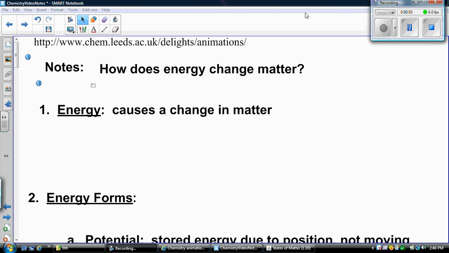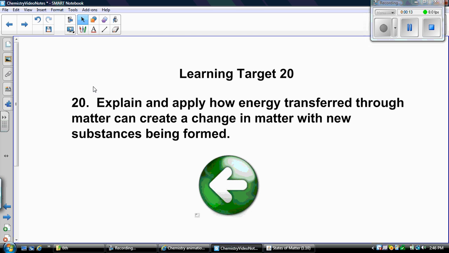Okay, the last thing that we're going to talk about in our chemistry unit is how energy can change matter. So we're going to tie in what we learned about energy and how it can change matter. So this goes with learning target 20, explaining and applying how energy transferred through matter can create a change in matter with a new substance being formed.